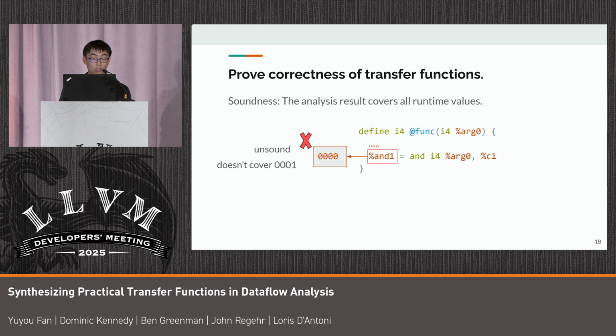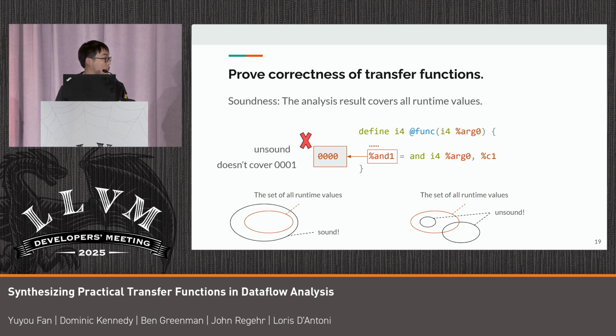So the last benefit of using a synthesizer is we can prove the correctness of transfer functions. To define correctness, let's bring in two concepts here. The first is soundness. Soundness means the result must cover all runtime values. So here is an example of a wrong analysis result. This analysis result shows the only possible runtime value is 0, and of course it will lead to wrong optimizations.